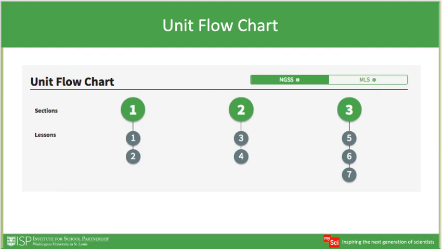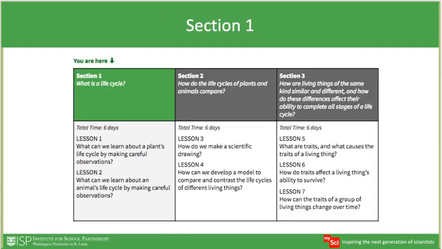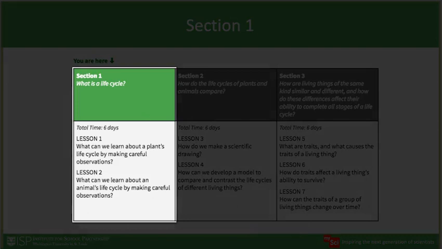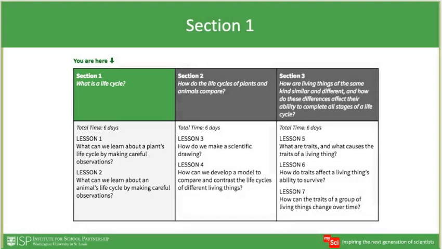Now that we have an idea about what students will study in this unit, take a look at the unit flowchart. This unit is divided into 3 sections, and there are 7 lessons total. Section 1 asks students to consider the life cycle of an individual plant or animal. This section will take about 6 days, plus some observation of plant growth over time.